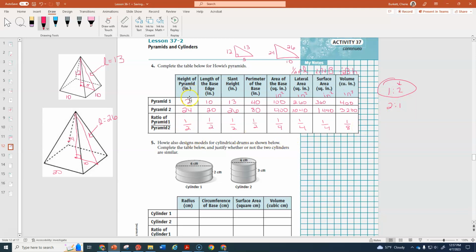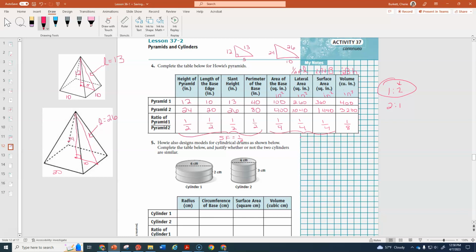So notice that everywhere we have an inch, the dimension is just in singular inches. The ratio was 1 to 2, 1 to 2, 1 to 2, 1 to 2. As soon as we started finding measurements that had a square inch, and it says square inches right there, the ratio is now 1 to 4, 1 to 4, 1 to 4. All of these right here are the scale factor. The scale factor is equal to 1 to 2.